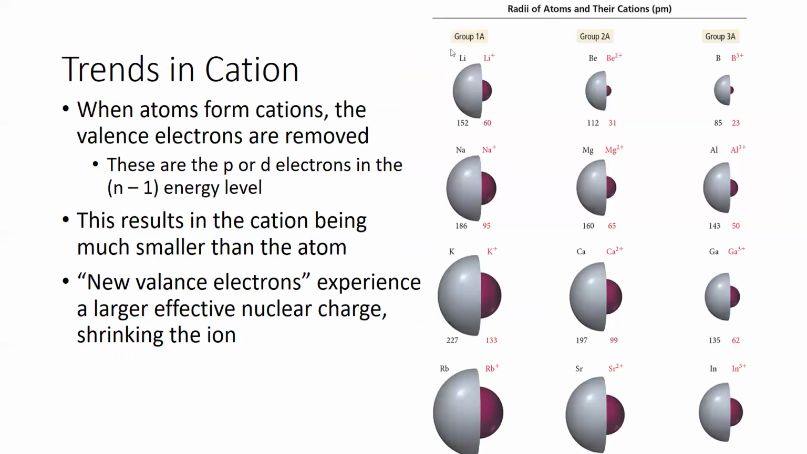Right. Now let's talk about cations. Generally, when you become a cation, you become smaller because you lose your valence shell and you form a new valence shell that's lower in energy level. So a cation just sheds its outermost electrons. And when it does that, it shrinks.